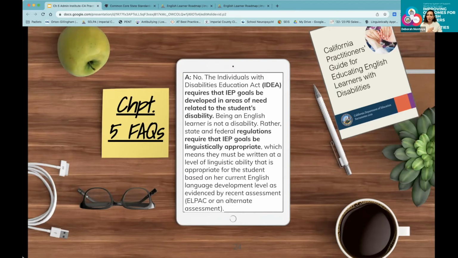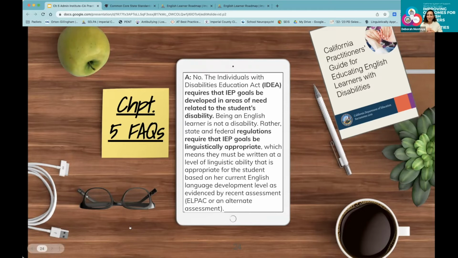As we know, being an English learner in and of itself is not a disability. Being an English learner does not qualify, if you will, or lead towards eligibility for special education under IDEA, nor under ADA 504. So we're pushing that one aside. We're going to focus on the disability first. And rather, the requirement that we are upheld to is ensuring that all IEP goals, as related to the disability, are linguistically appropriate. That's a lot to unpack. So we're going to go into linguistically appropriate goals in just a second.